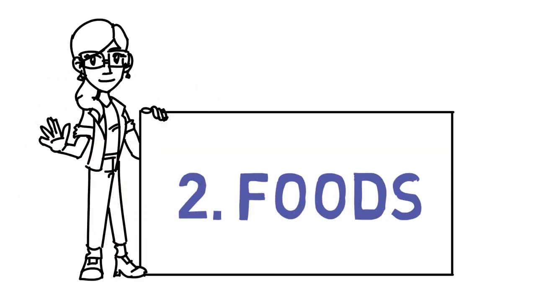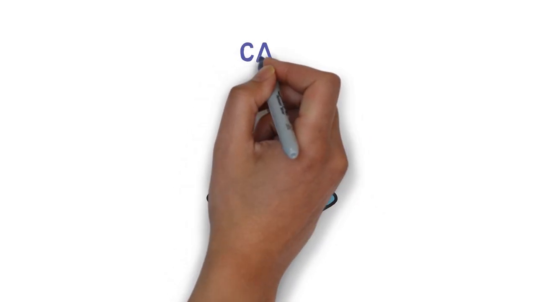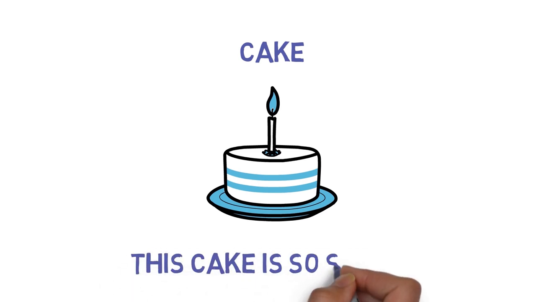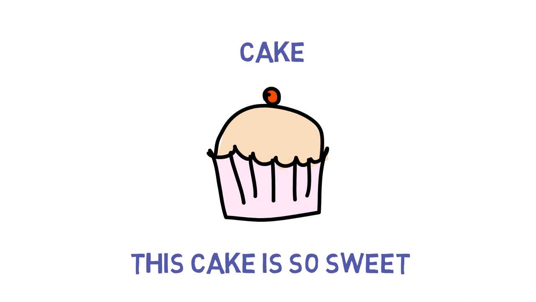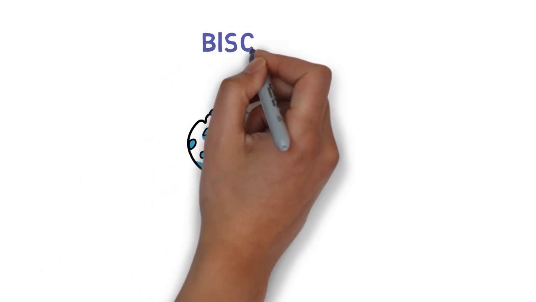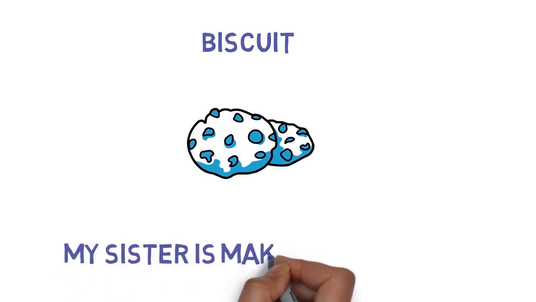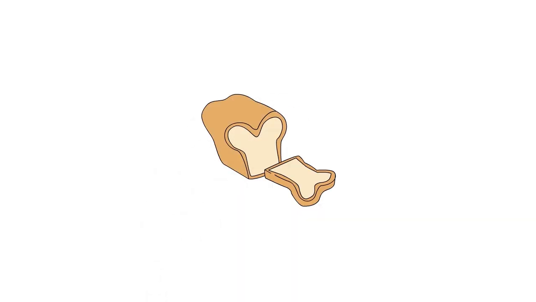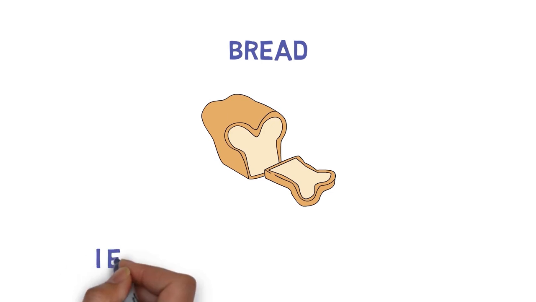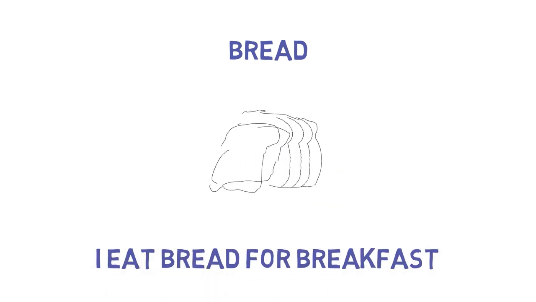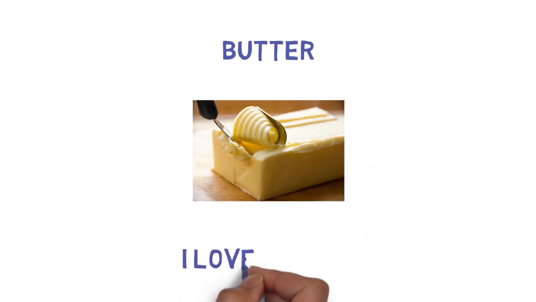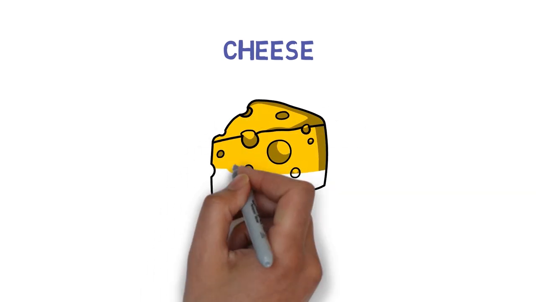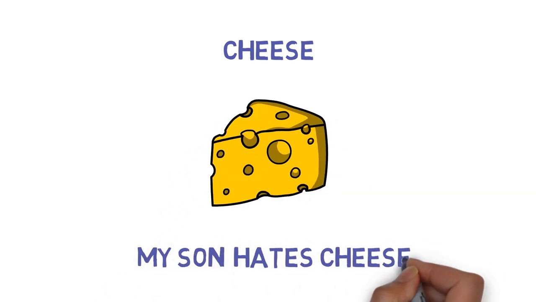2. Foods. Cake. This cake is so sweet. Biscuit. My sister is making biscuits. Bread. I eat bread for breakfast. Butter. I love butter. Cheese. My son hates cheese.